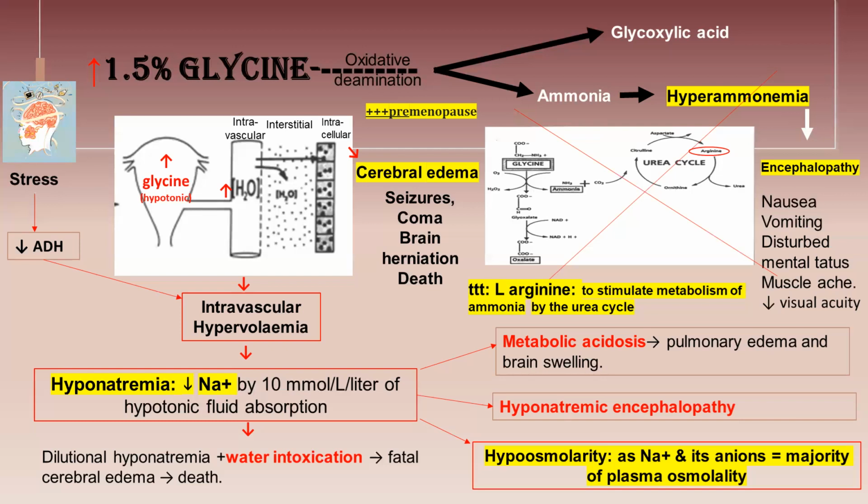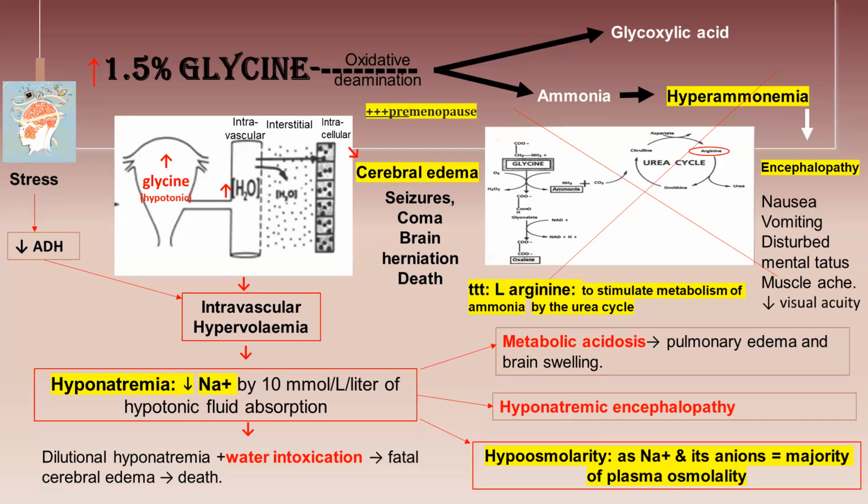Also, the overload with glycine leads to dilutional hyponatremia, and hyponatremia can lead to hypoosmolarity because sodium and its anions contribute to the majority of plasma osmolarity. And this hyponatremia can lead to cerebral edema, seizures, coma, brain herniation, and death. Also, the premenopausal status, with the effect of estrogen on the regulatory centers of the electrolytes in the brain, should be kept in mind if you are working in premenopausal patients or young patients.